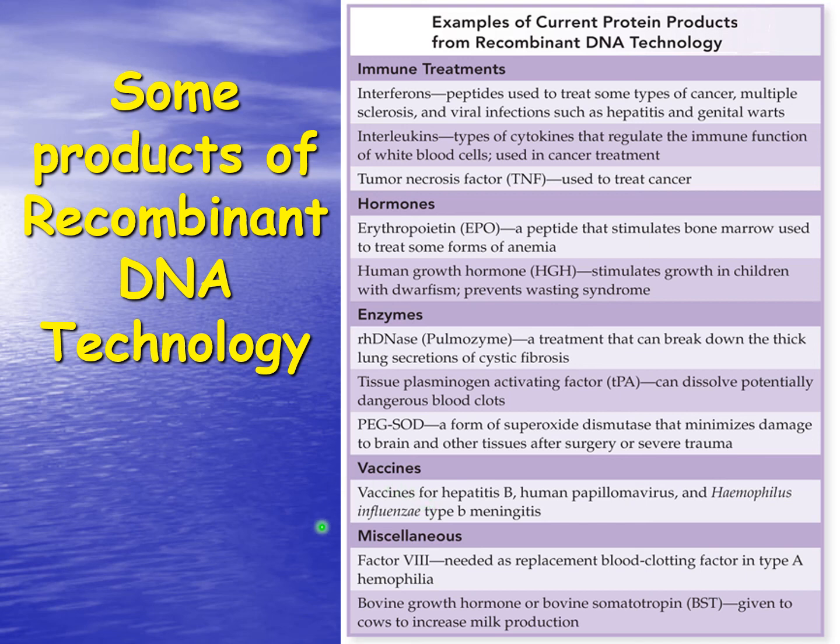So our vaccines have become much safer due to recombinant DNA technology, and vaccines for Hep B, human papillomavirus, and Haemophilus influenza type B, which causes a severe form of meningitis, have all been produced by recombinant DNA vaccines. And then things like factor VIII for hemophiliacs, or bovine growth hormone for giving to cattle to increase milk and or meat production.